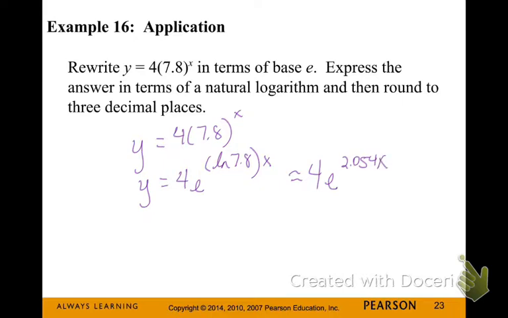All right, this concludes part 2 of the section 4, chapter 3 notes, exponential growth and decay.